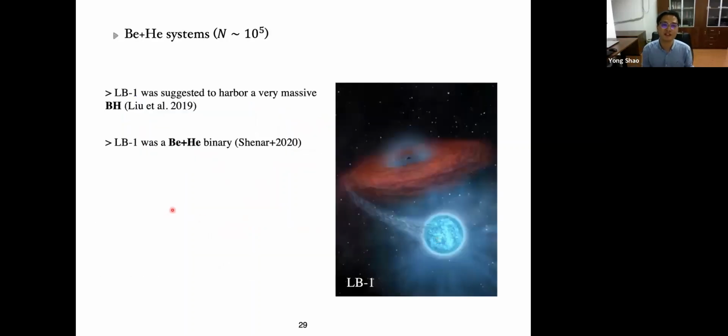For Be plus helium star systems, we expect that in the Milky Way there are about 10^5. Here I focused on a binary named LB1. LB1 was originally suggested to have a very massive black hole, and later it was argued to be a Be plus helium star binary.